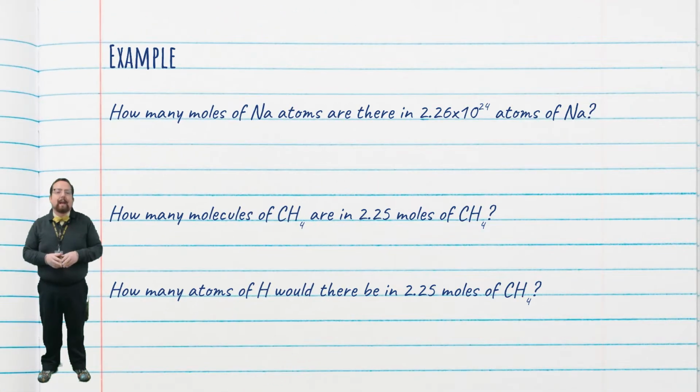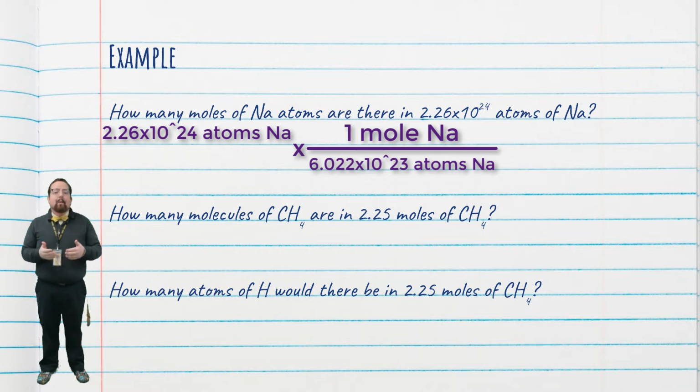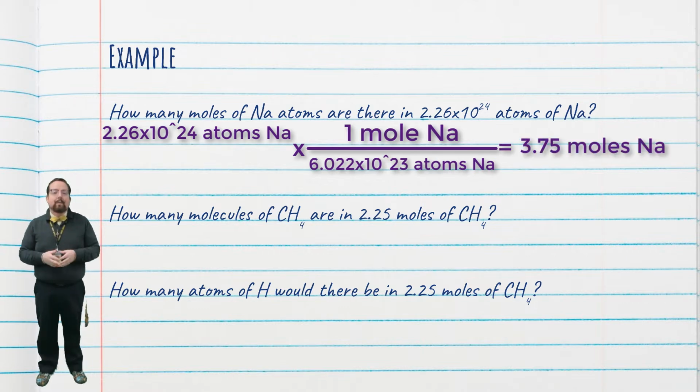Let's do some examples. How many moles of sodium atoms are there in 2.26 times 10 to the 24 atoms of sodium? Start with what you're given. Since we have atoms on top, we want atoms on bottom. According to Avogadro, there's 6.022 times 10 to the 23 atoms in 1 mole. It may not seem important right now, but when you write those down, make sure you write down what you're talking about. So you might say 6.022 times 10 to the 23 atoms of sodium on bottom and 1 mole of sodium on top. So do that math and you should get that there are 3.75 moles in 2.26 times 10 to the 24th atoms of sodium.